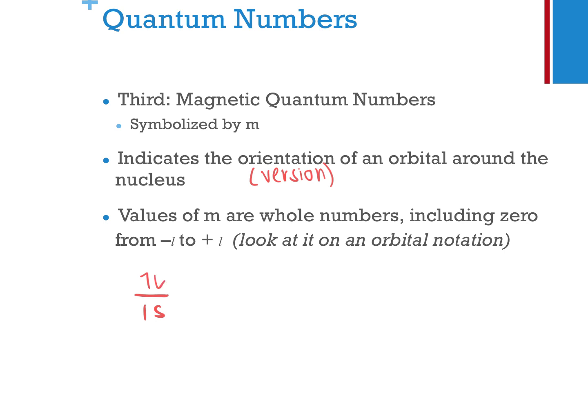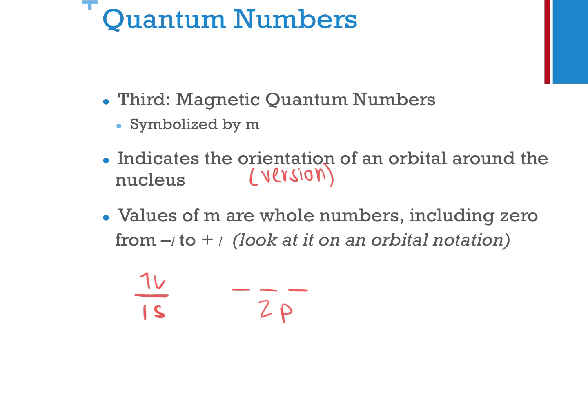Do you remember that? Because there's only one version per energy level of s orbitals. But for p orbitals, let's say I'm drawing a 2p orbital, we said there are 3 versions of p orbitals, aren't there? And so now with this part of our quantum number, we're going to tell which version, this one, or this one, is that electron fitting into.